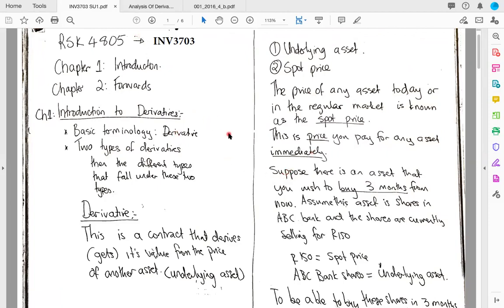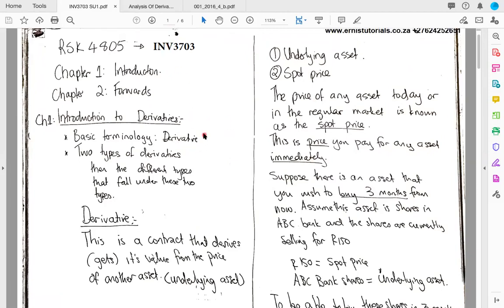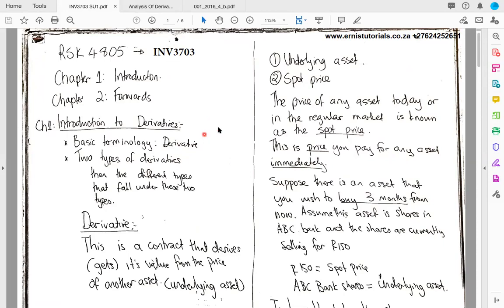And I would also advise you to look at questions at the back of the analysis of derivatives book on study unit 1. If you're comfortable with that, then you can tick study unit 1 as being done with regards to your preparation for the exams.